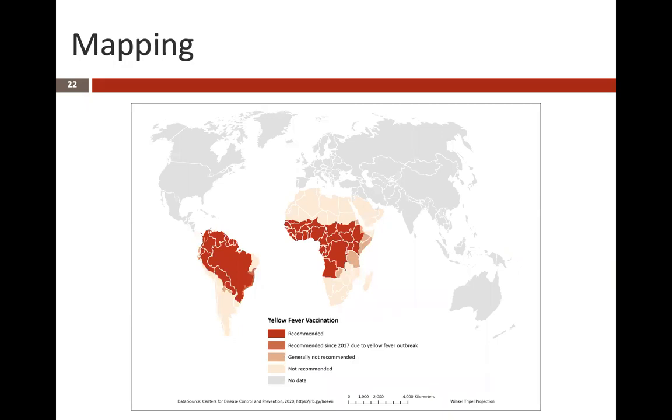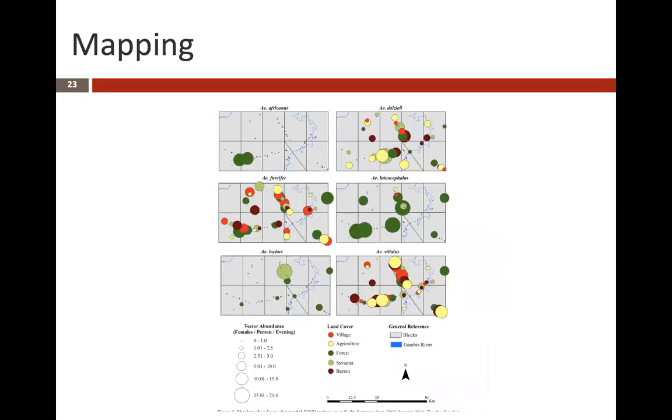Of course, then there's mapping. Mapping is a no-brainer application of GIS&T in vector-borne diseases. This is just a general map that shows yellow fever vaccination, whether it's recommended or not. So that's at the global scale. Here's a map, and I know this looks a little challenging.